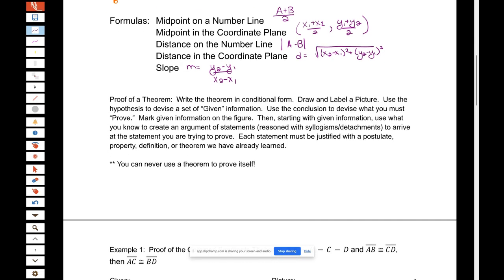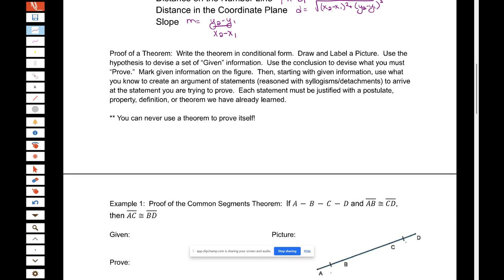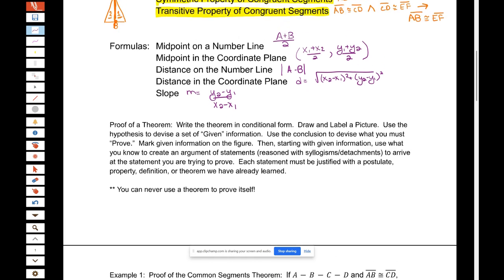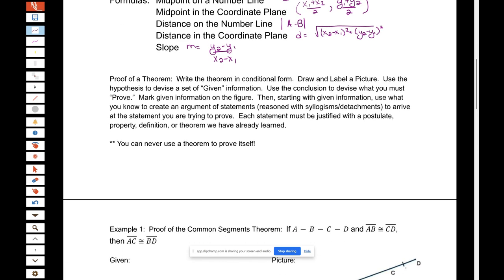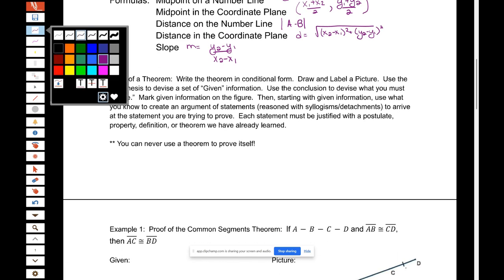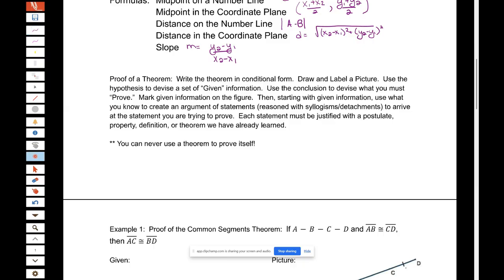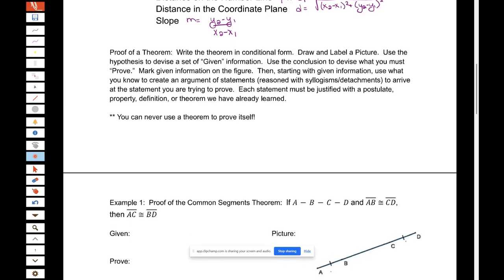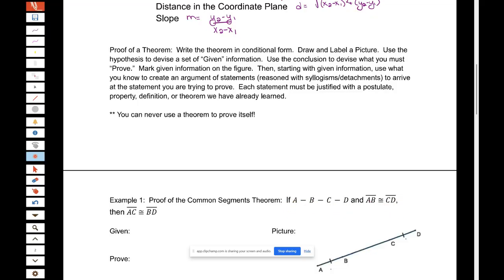All right, let's talk about some background information on proofs, and then we will end this video and go on to do our next video where we actually write some proofs. So proving a theorem. When you prove a theorem, we write the theorem in conditional form. Like this first theorem we're going to prove in the next video is already written as an if-then conditional statement. We use the hypothesis to devise a set of given information.